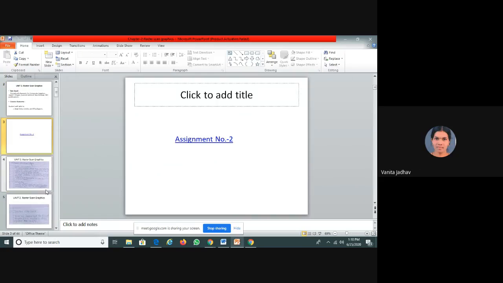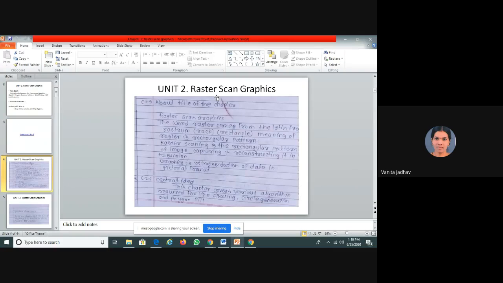So we'll start the chapter, Raster Scan Graphics, the title of the chapter. Just now I discussed raster scan graphics. The word raster came from the Latin word rastrum, and the meaning of rastrum is rack. You are familiar with a rack, and the shape of a rack is almost like a rectangle. That's why the meaning of raster is rectangular pattern.